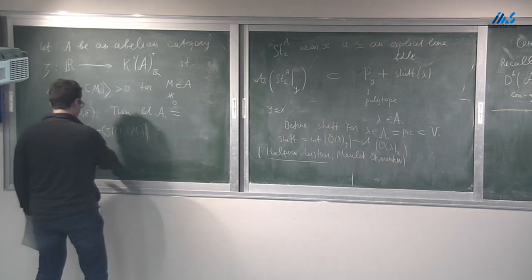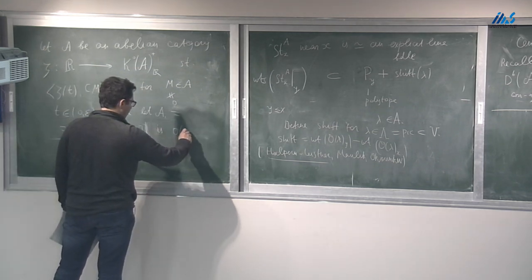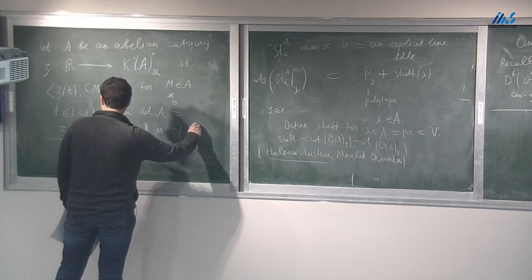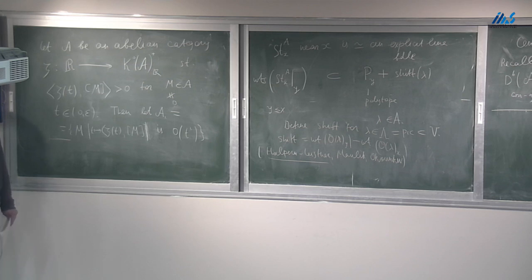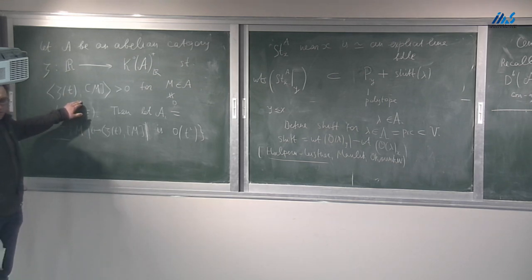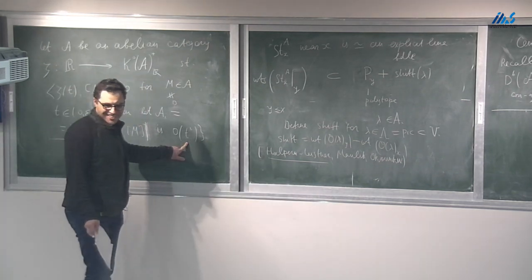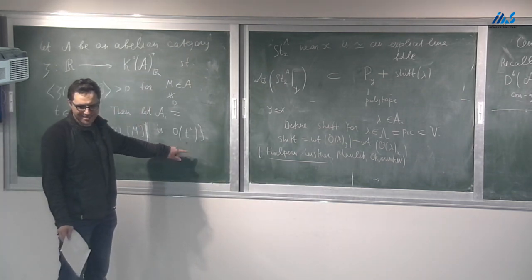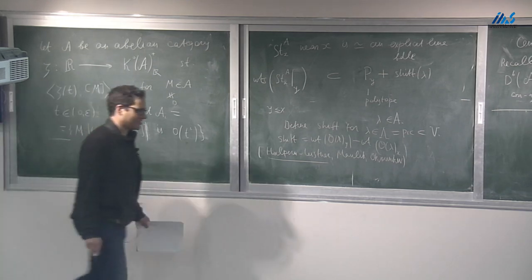Maybe this function is, how do people write it, O of t to the i. In other words, it has small o of t to the i. In other words, it has a zero of order at least i. And the point is that this condition shows that this is a Serre subcategory, because if a sum of two positive functions grows like that, then each of those functions is like that.